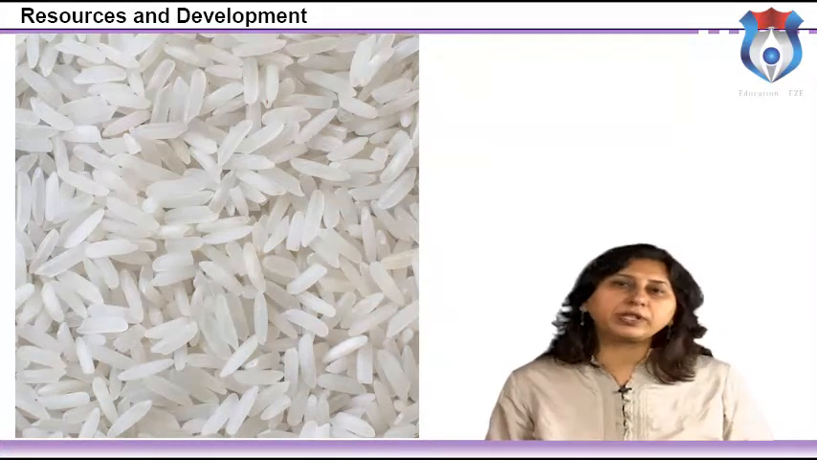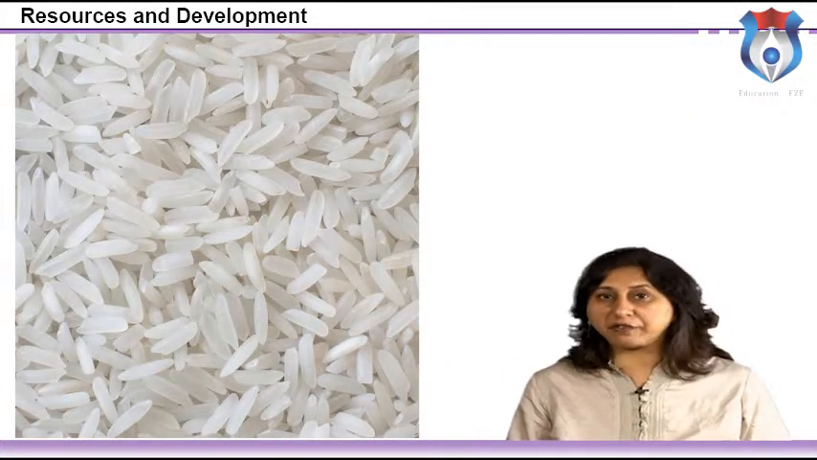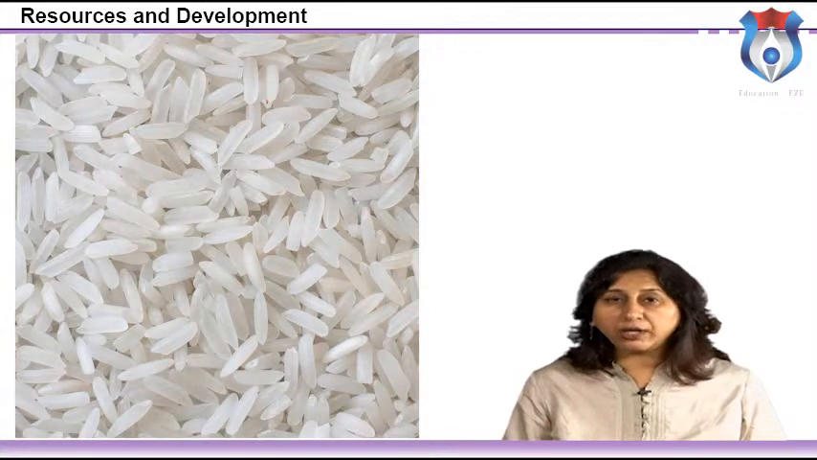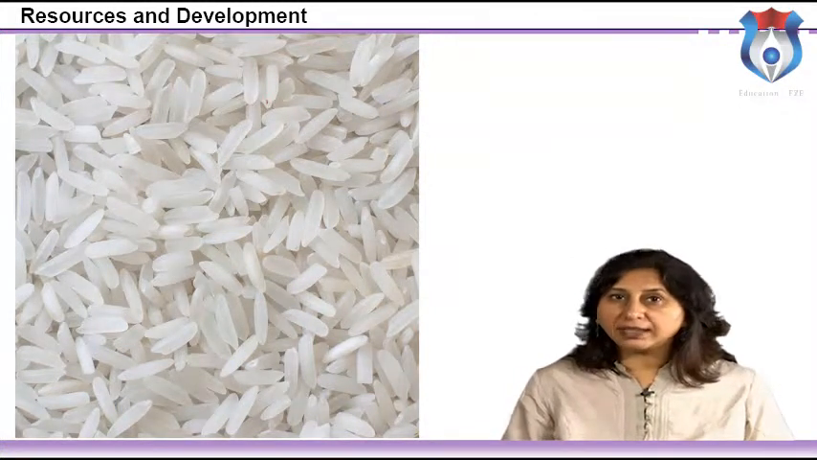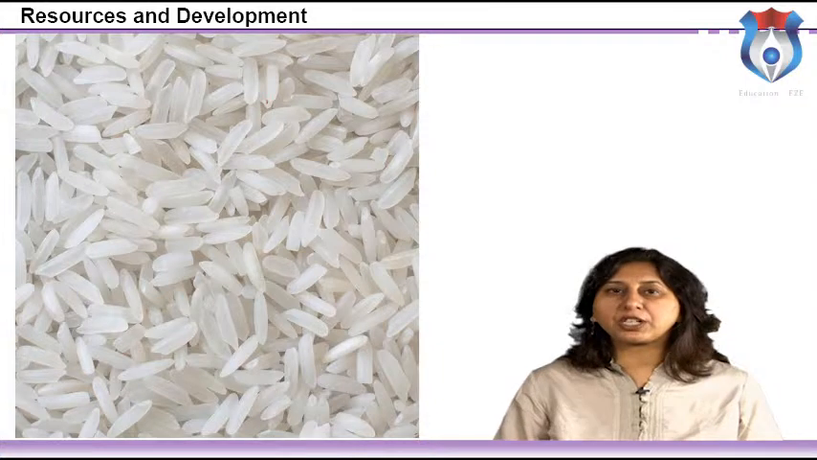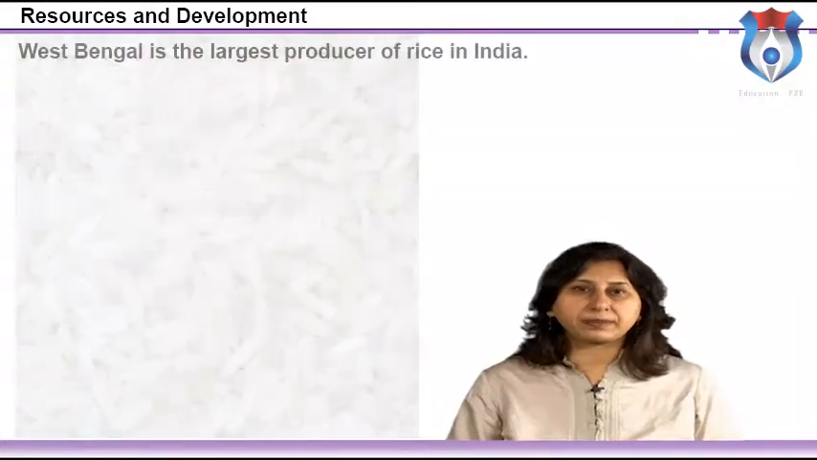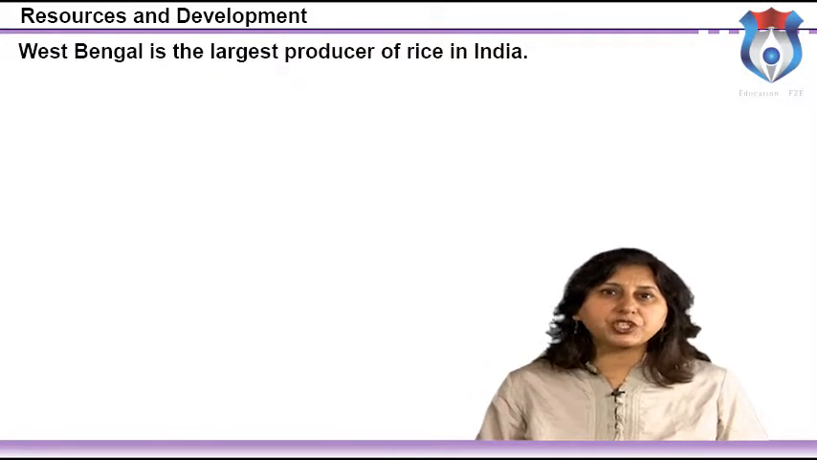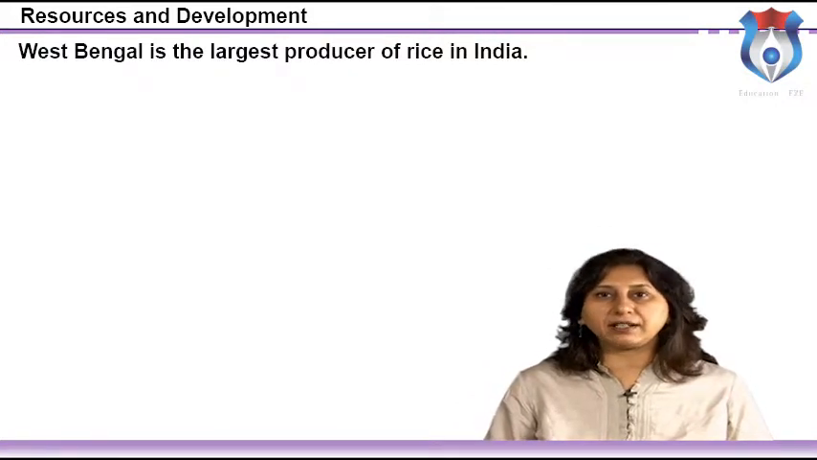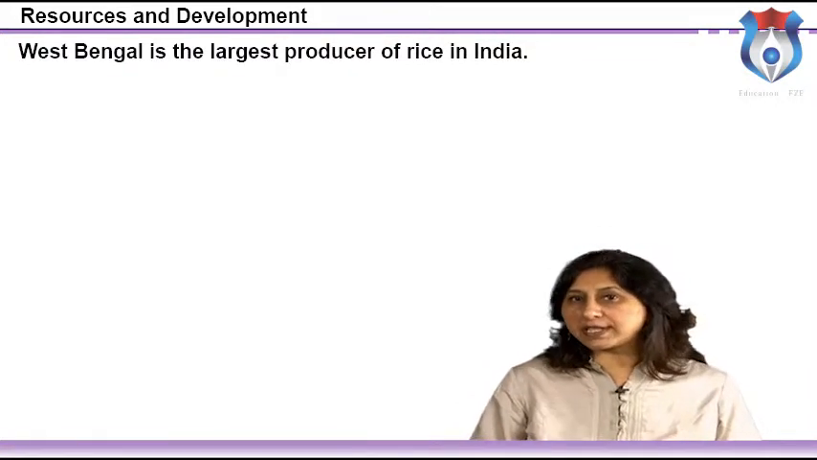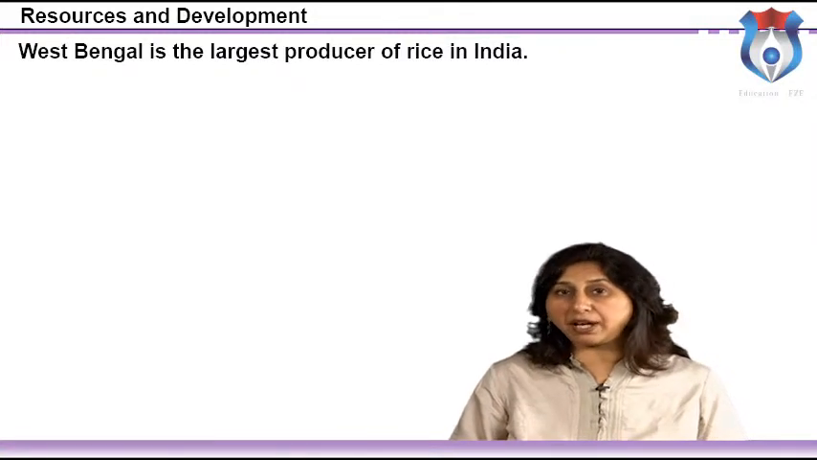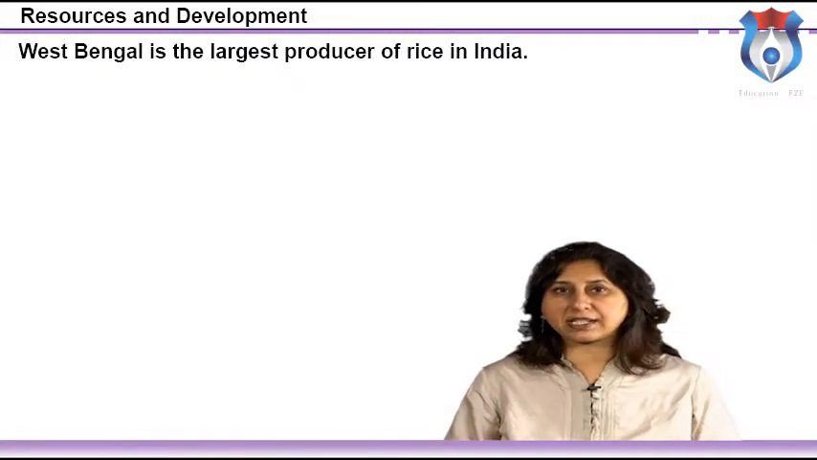Although rice is grown in every state and union territory of India, yet West Bengal, Andhra Pradesh, Orissa, Tamil Nadu, Madhya Pradesh, Chhattisgarh and Uttar Pradesh are the most important areas. West Bengal is the largest producer of rice in India. Rice occupies over 60% of the sown area in each district in the state.